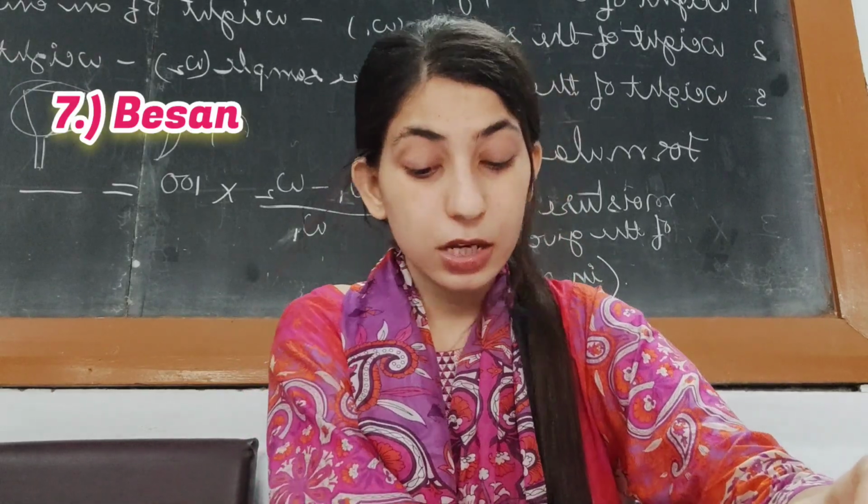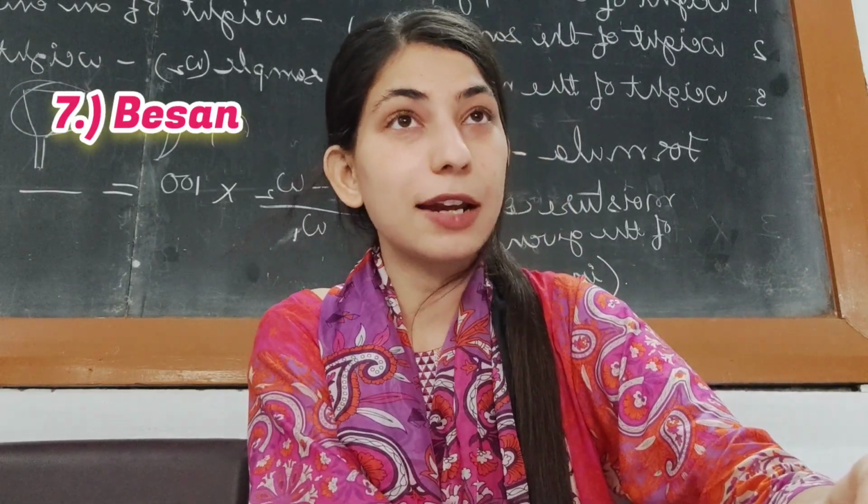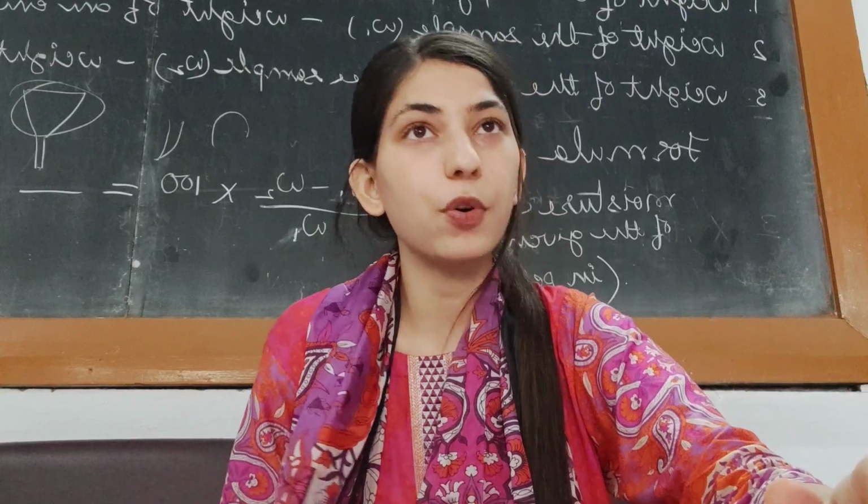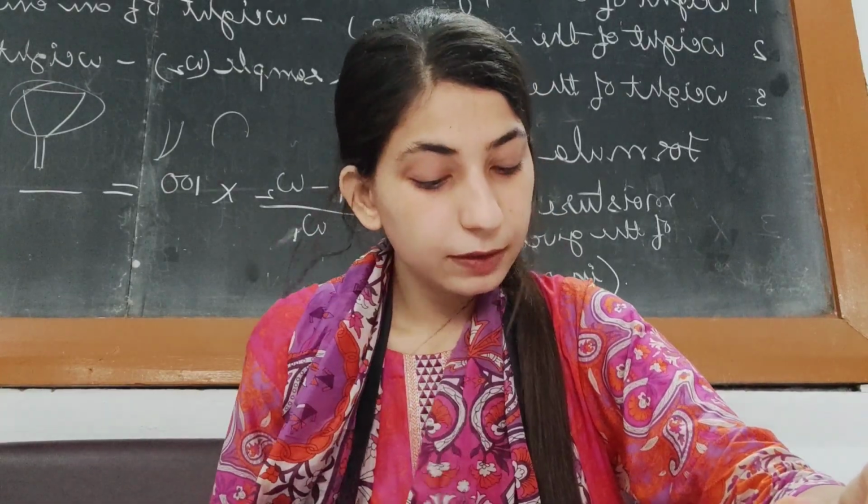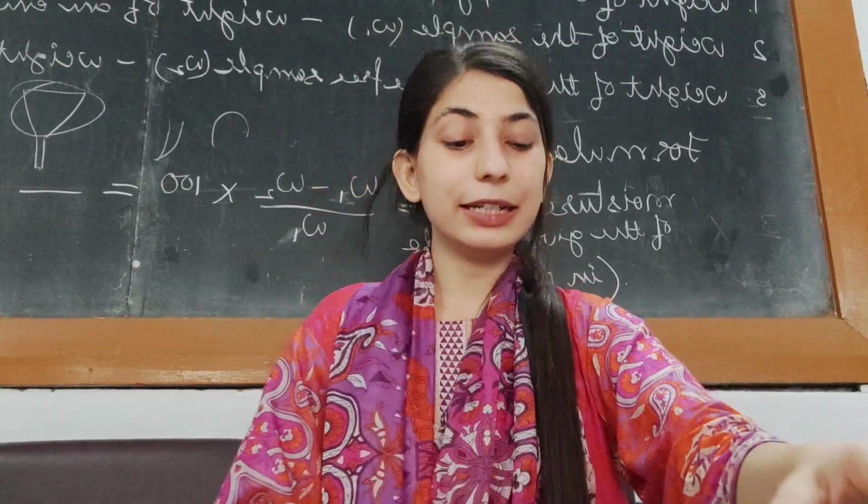Then besan. Kesari flour is an adulterant found in besan. To detect it, add 50 ml of dilute HCl to 10 gram of sample and keep it in simmering water for about 15 minutes. If a pink color develops, it indicates the presence of kesari flour.